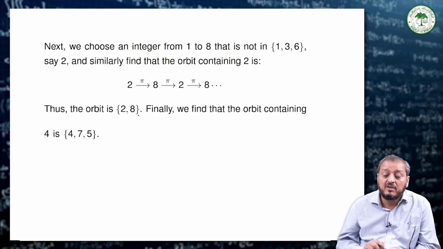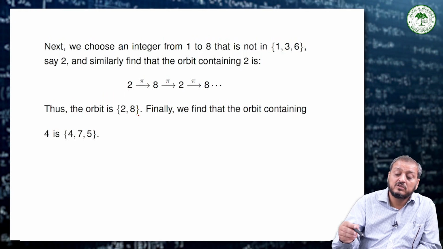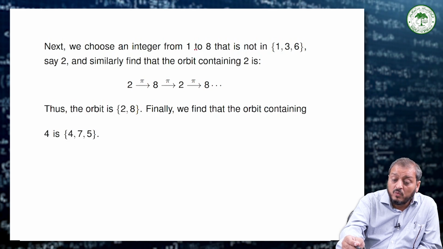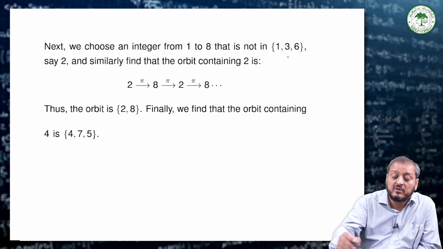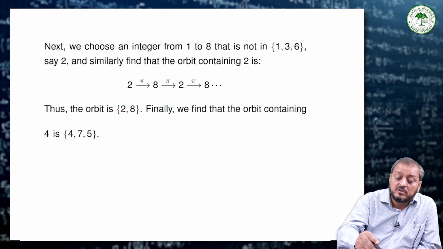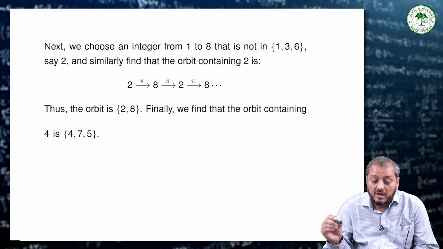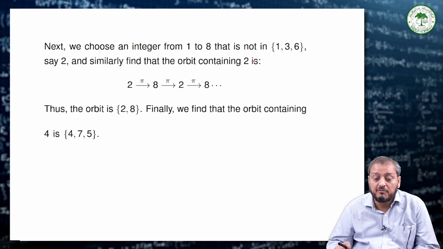Finally, we have to find an element from the integers 1 to 8 that is not in {1, 3, 6} or {2, 8}. What is left is 4, so we start from 4.